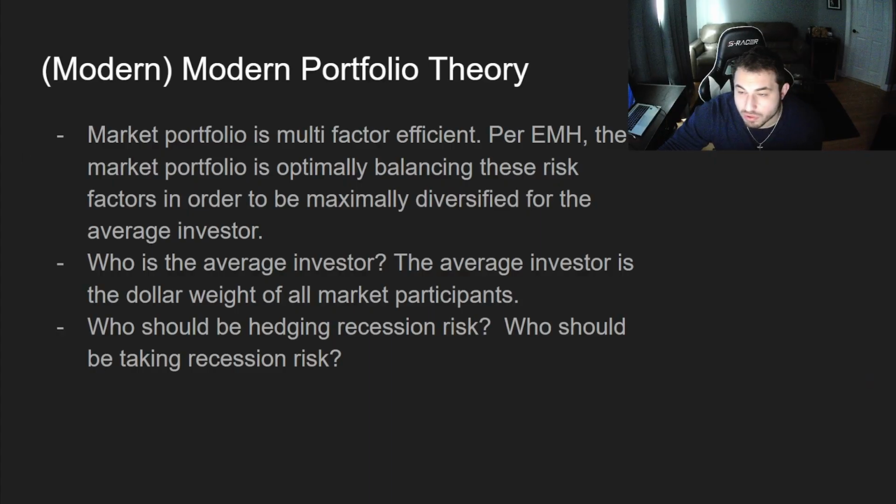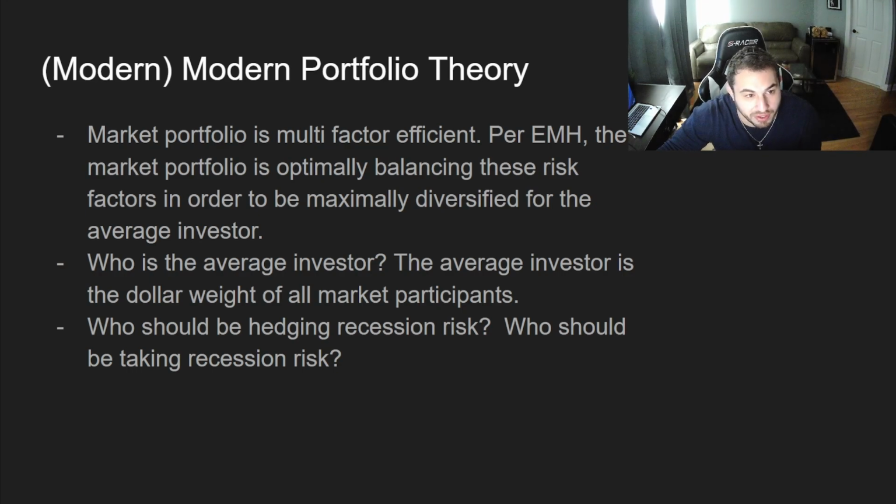And then we delve into modern portfolio theory, right? If mean variance model is modern portfolio theory, I would call this modern portfolio theory, right? So as I mentioned, the market portfolio is multi-factor efficient. Per efficient markets hypothesis, the market portfolio is optimally balancing the risks to be maximally diversified for the average investor. But who is the average investor? And this is another controversial thing, which I don't think it should be. The average investor is a dollar weight of all market participants.